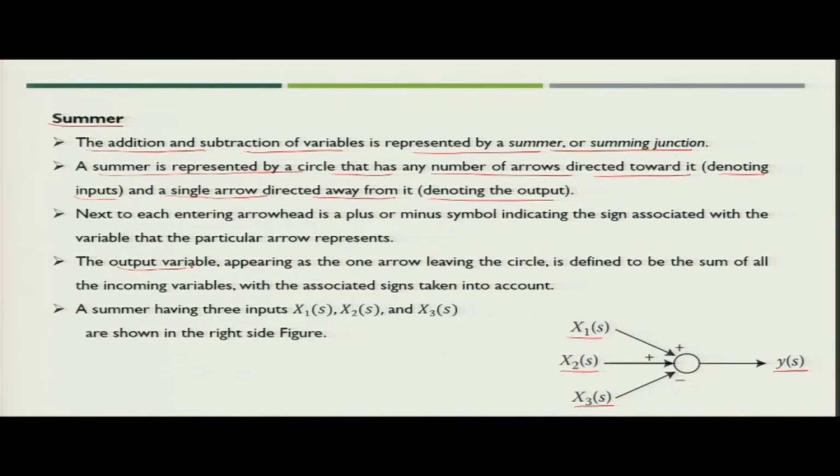So, the output variable appearing as one arrow leaving the circle is defined as the total sum of the incoming variables. So, Y(s) will be the total sum, that is x1 plus x2 minus x3. So, summer is basically used for either adding or subtracting the variables.